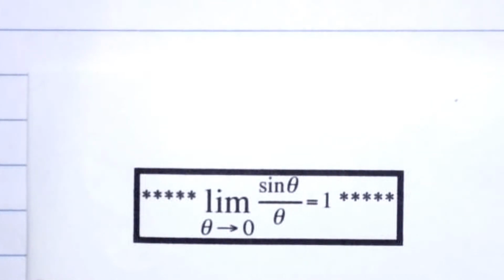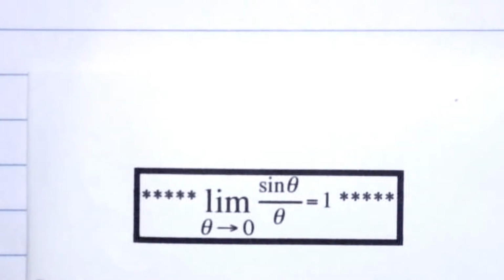Now, if you substitute 0 in for theta, you'll get sine of 0 over 0, and sine of 0 is 0. So it's 0 over 0. It is that indeterminate form that we talked about previously. So what we're going to look at in this video is a proof of this limit.